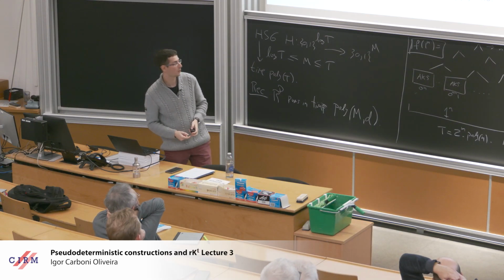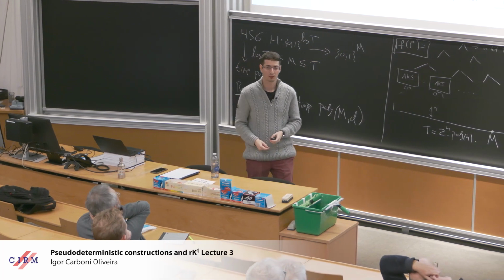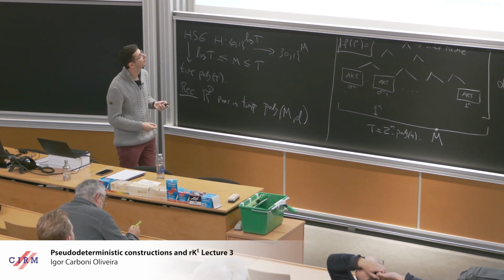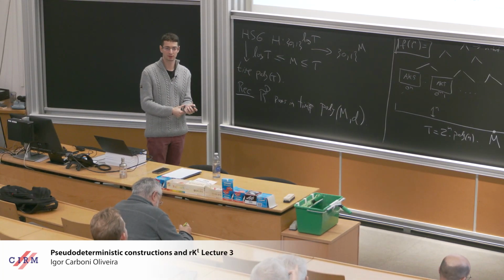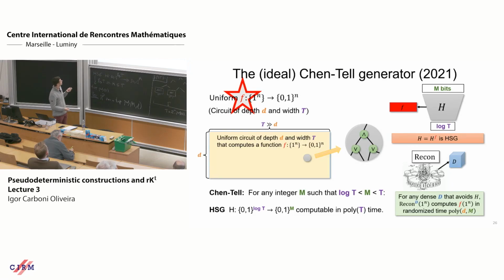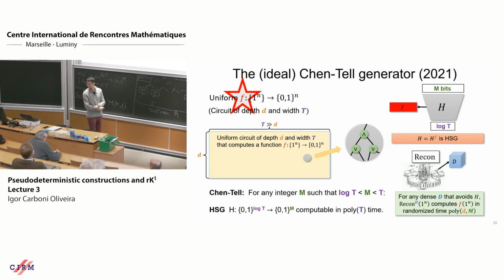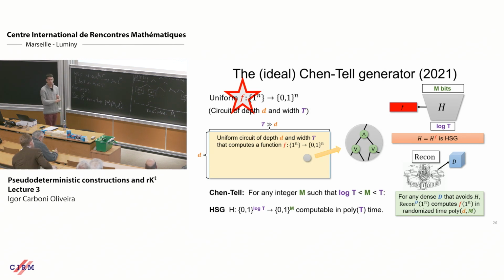Yes? How fast does the circuit compute the function? The hitting set or the circuit? The function. Okay, so the function f admits a sequence of circuits of width t and depth d. And the circuits have to be log space uniform. Yeah.